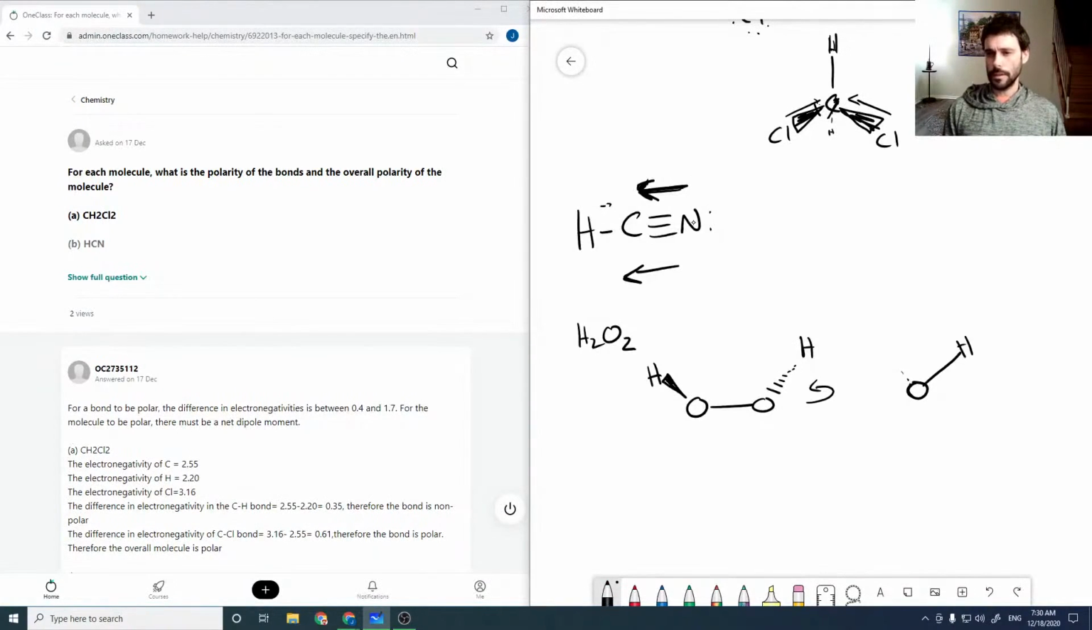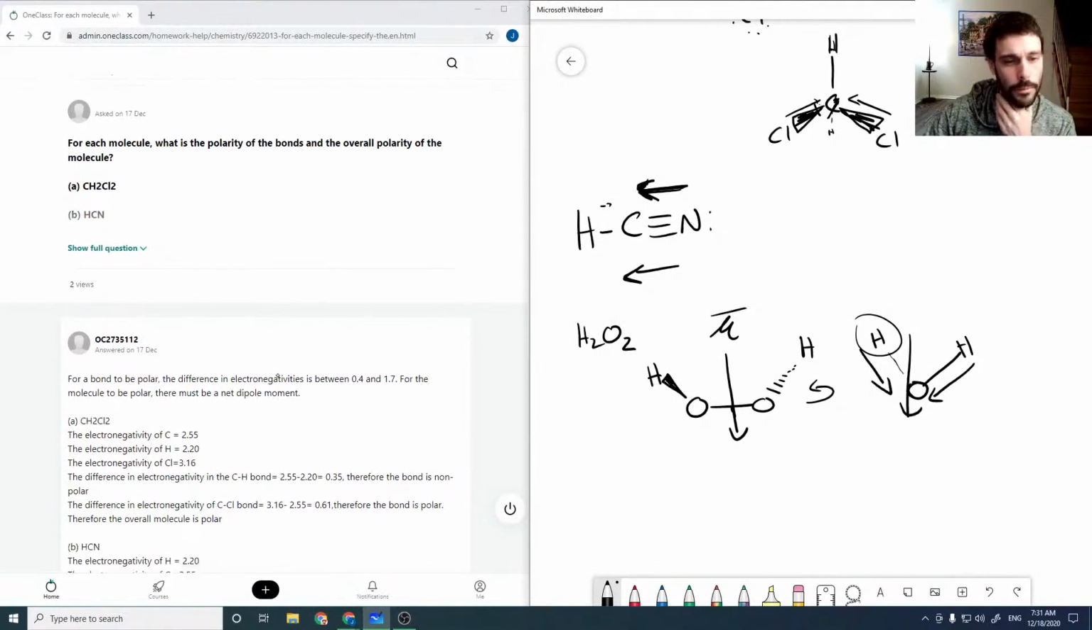The only difference is that this hydrogen is actually displaced into the background, but also similar to water, we've got two dipoles, and so then the net dipole is actually going to be pretty much straight down, which cuts the molecule in half. Okay.